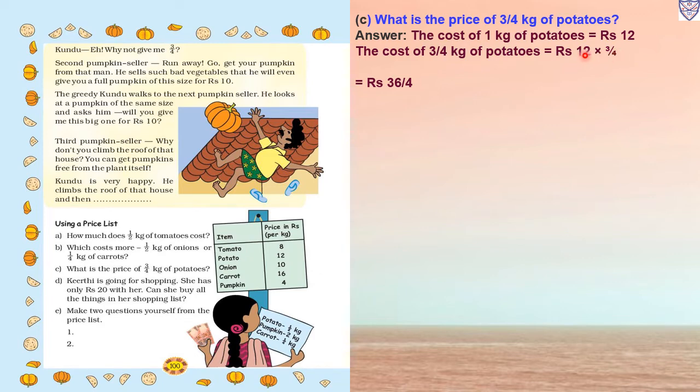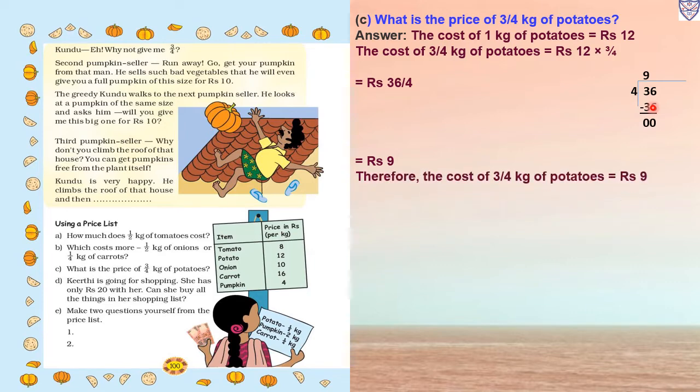First we will multiply 12 by 3, which is 36. Then 36 divided by 4. In the 4 table, when 36 comes, 4 nines are 36. So that is rupees 9. Therefore the cost of 3/4 kg of potatoes equals rupees 9.